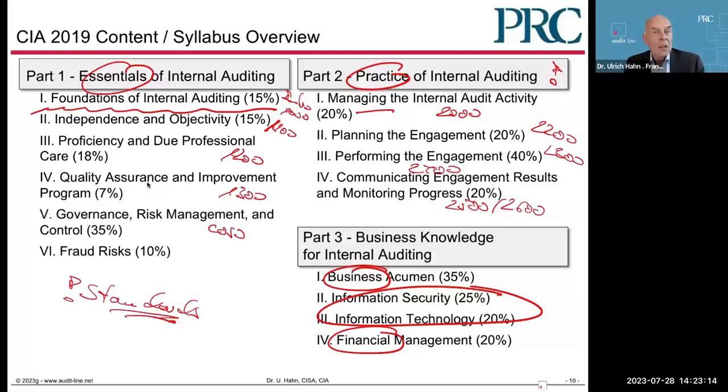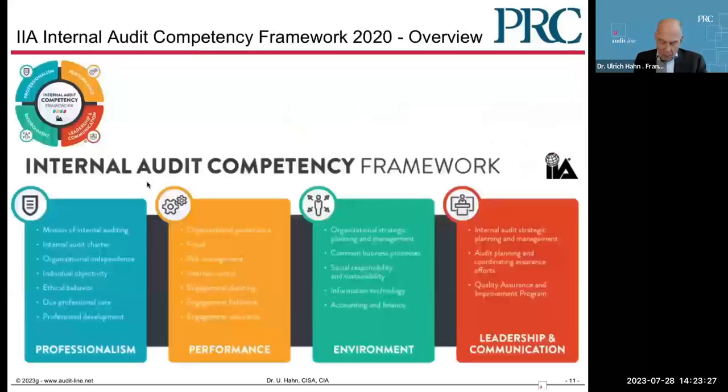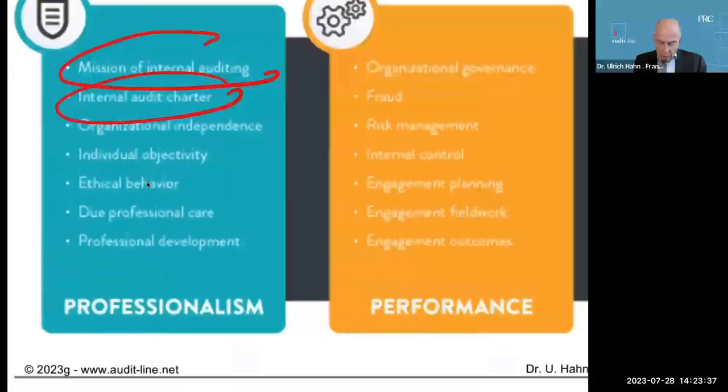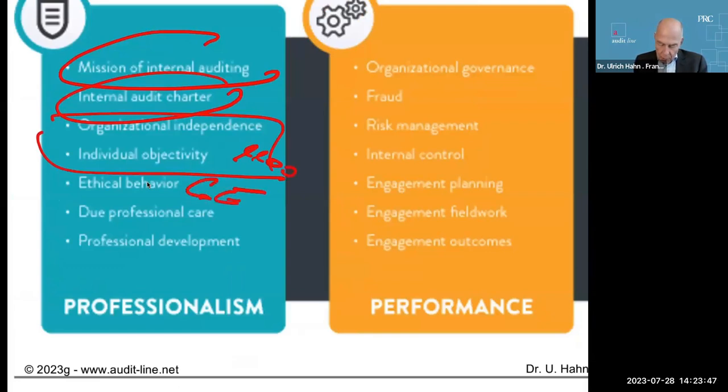And as I said, in the learning systems, typically you have thousands of questions. I think in the PSC system, there are at the moment more than 3,000 questions. So that's a lot to rehearse. This is the competency framework, as I said. Just an example, these are topics, for example, objectivity and independence. We have seen standard 1100. This is the code of ethics. This is 1200 and so forth.